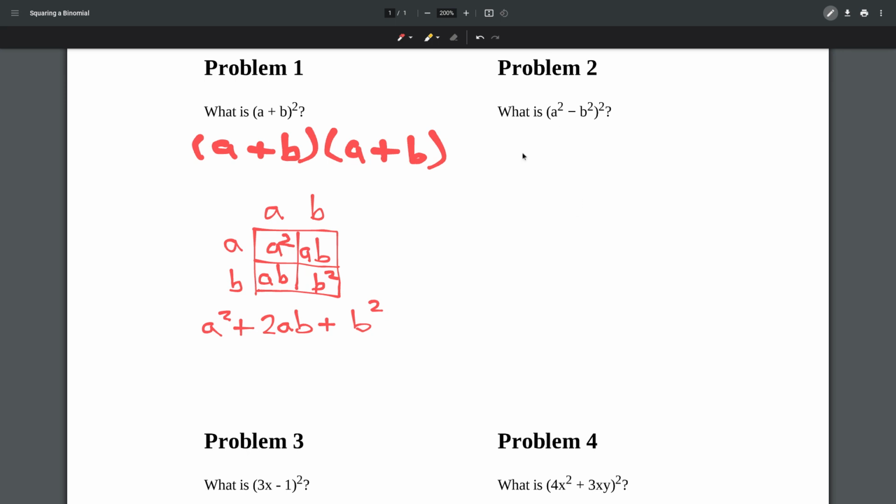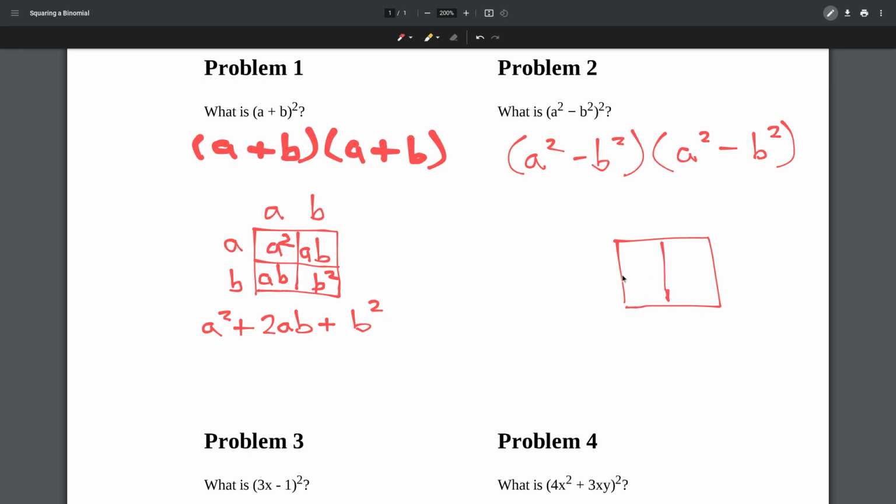So the second one, we have a squared minus b squared times a squared minus b squared. That's what it means to square something, is to multiply it by itself. So if we do that, we've got a squared here minus b squared here, a squared here minus b squared here. A squared times a squared, well, when you multiply exponents with the same base, you add the exponents, so we get a to the fourth power.